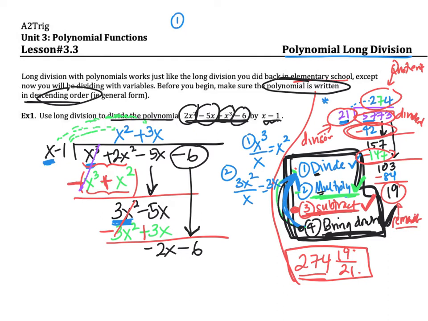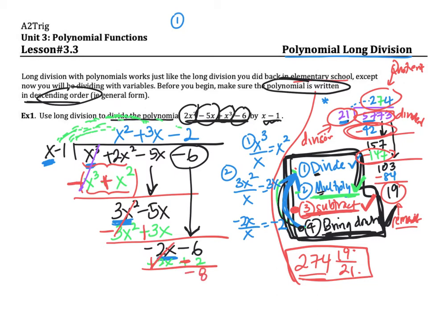I repeat this process one more time. I take my first term, which is negative 2x, and I divide it by this first term up here, which is x. And I would get negative 2 as a result, so that's why I have a minus 2 up here. I multiply through. Negative 2 times x is negative 2x. Negative 2 times negative 1 is positive 2. I subtract by changing the signs, right? When you subtract, you distribute a negative, so it changes the signs. First 2 cancel. I end up with a negative 8.